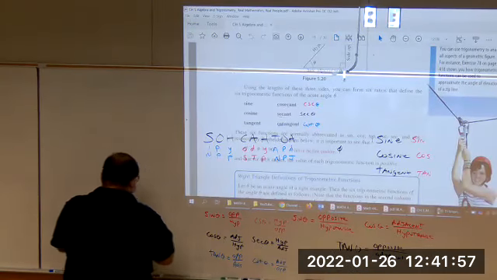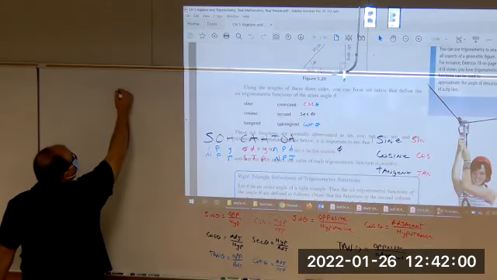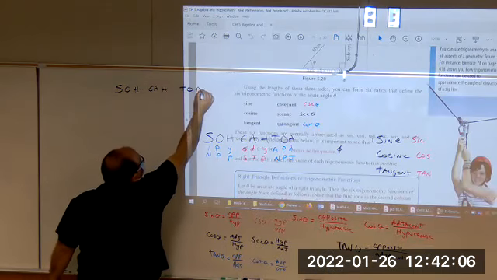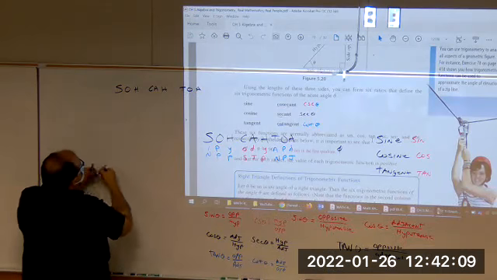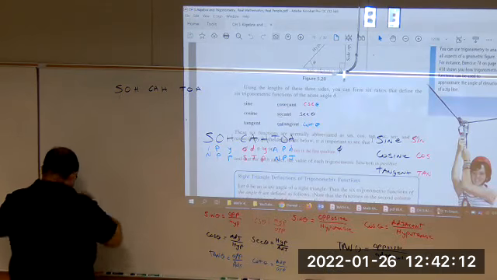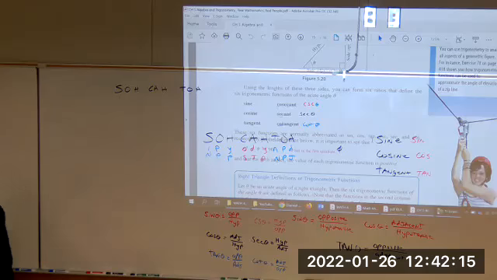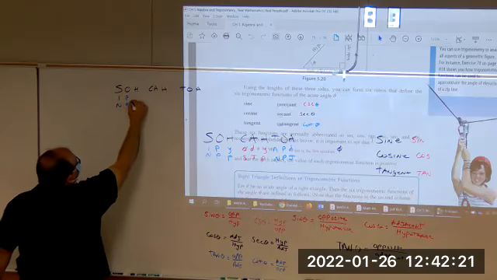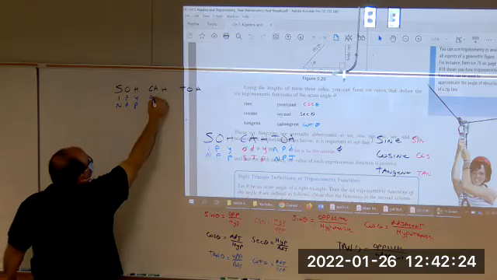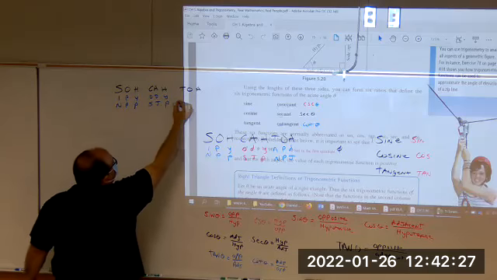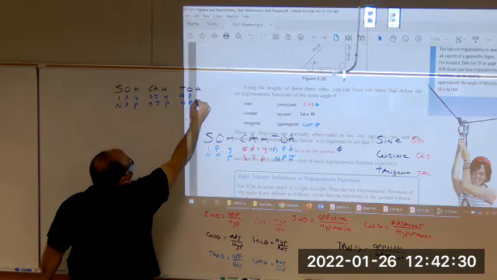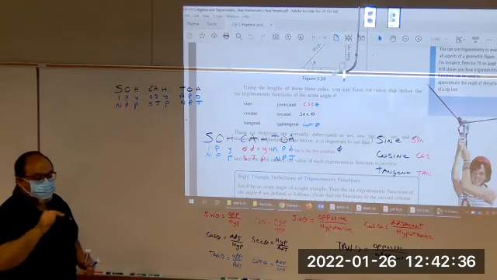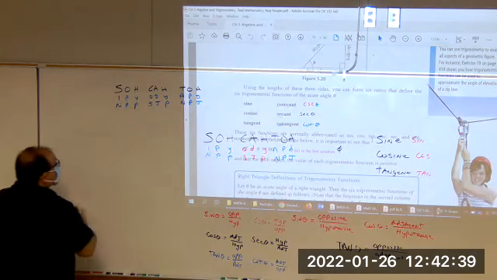So SOH CAH TOA gives you sine, cosine, and tangent. Sine is opposite over hypotenuse. Cosine is adjacent over hypotenuse. Tangent is opposite over adjacent. Cho, sha, cow.